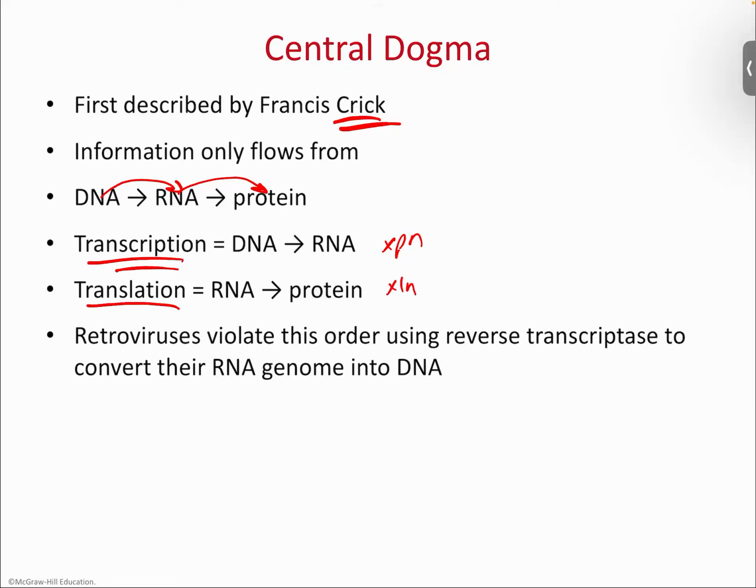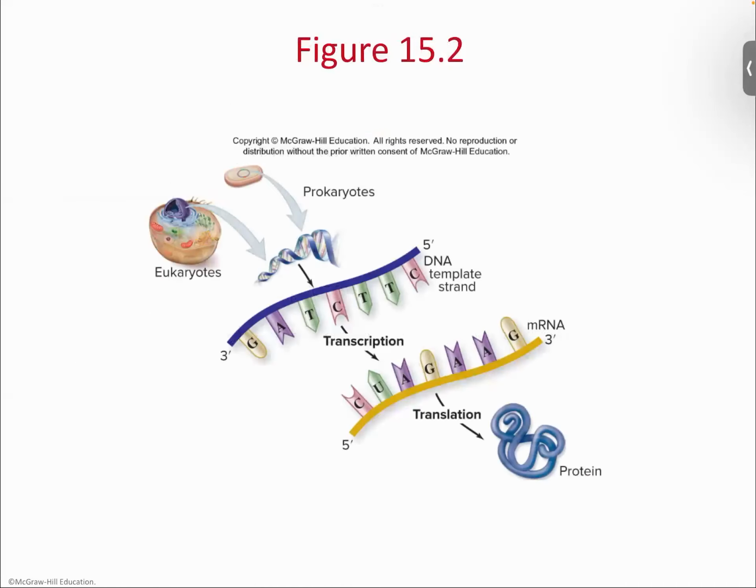Now, there are some violations to this, right? So some viruses which have an RNA genome will go through what's called reverse transcriptase. So it's a reverse transcription. So you basically make a DNA strand of an RNA copy, and then you make a DNA. So you go from RNA to DNA. So that's a little bit of a violation. But for the most part, this is your central dogma. This was before we really understood retroviruses, actually, when Crick came up with this particular concept.